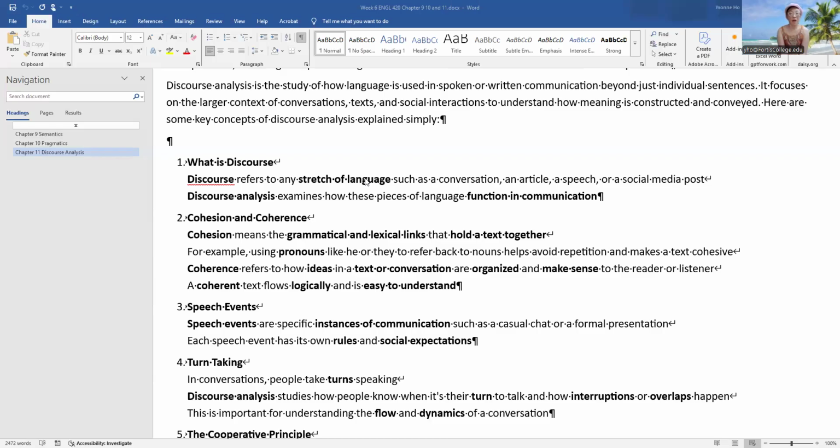Cohesion refers to how ideas in a text or conversation are organized and make sense to the reader or listener. For a Japanese speaker, you just have to mention the subject once, and "he" makes perfect sense. But if you do that in English, the person will forget who "he" is. By the third sentence, they go, who are you talking about again? Yeah, so a coherent text flows logically and is easy to understand.